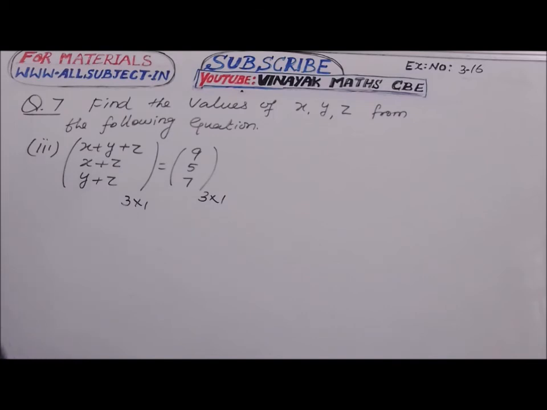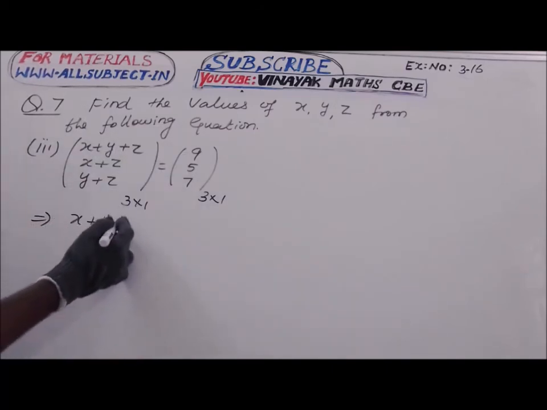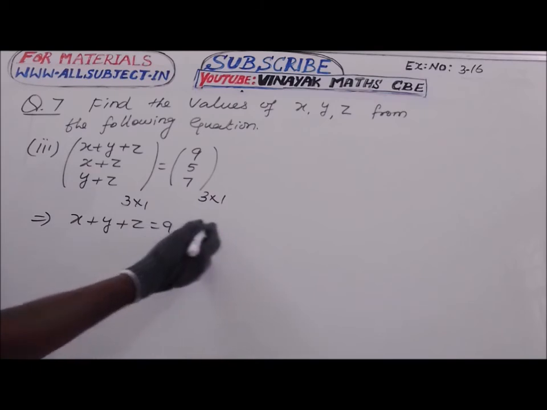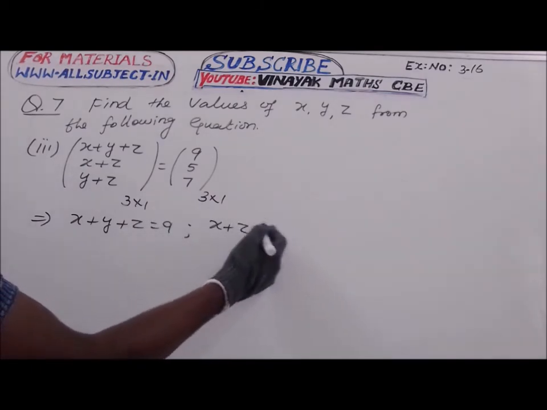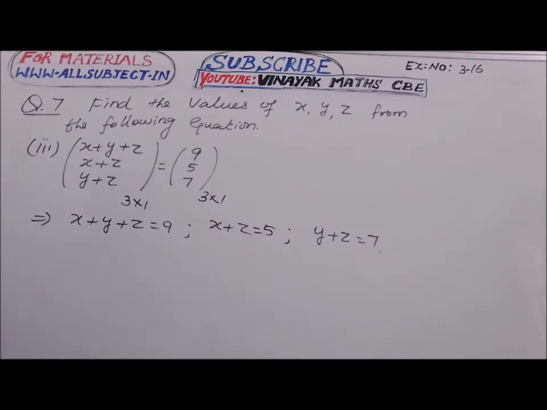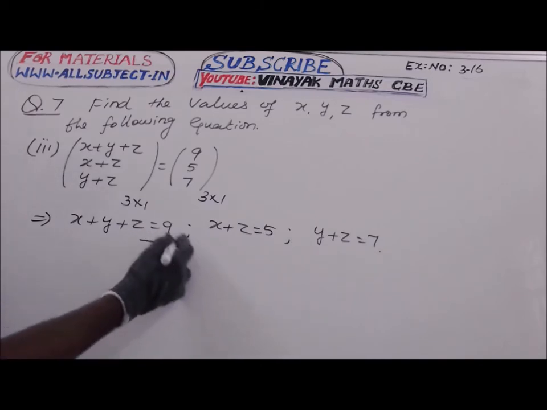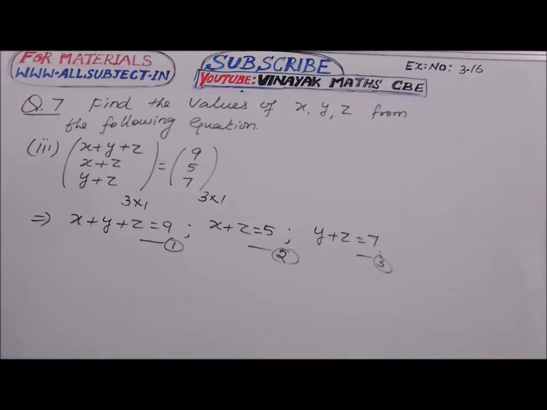So both have equal order, and between them we have an equal symbol. This means these two matrices are equal, which implies the corresponding elements are equal. So x plus y plus z equal to 9 and x plus z equal to 5 and y plus z equal to 7. Listen here. Let them be 1, 2, 3. There are 3 equations formed by equating the corresponding elements of the given matrix equation.